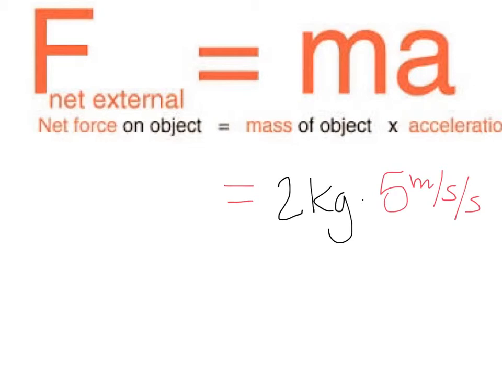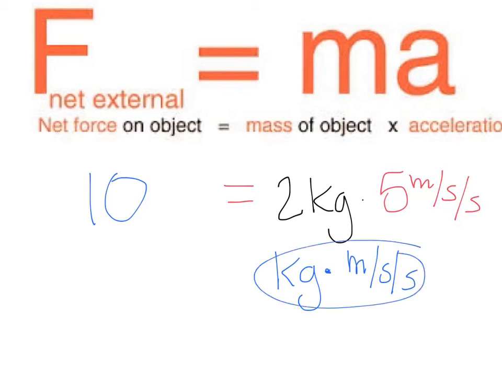Well, 2 times 5 is 10. And when you combine kilograms times meters per second squared, you get a unit called the Newton. And we call it a Newton because it's way easier than saying kilograms times meters per second squared, or having to write all of that out.